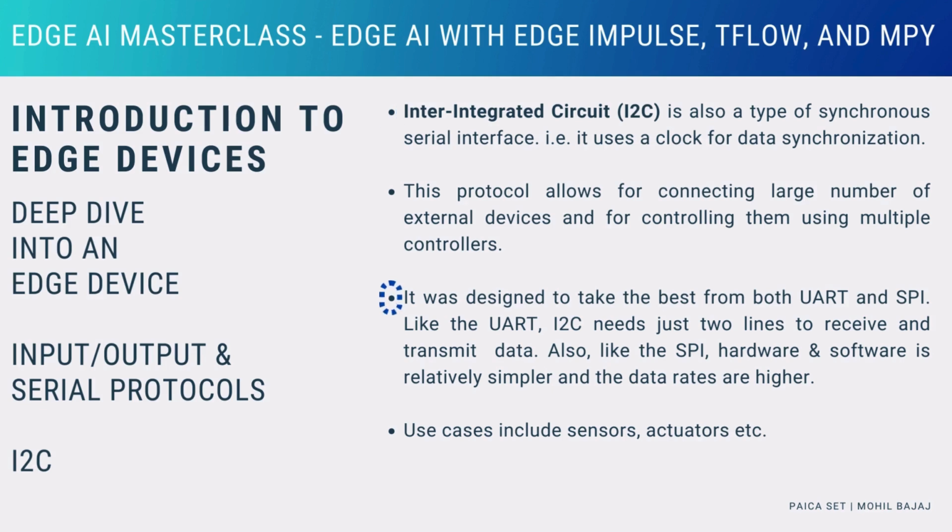I2C was designed to take the best from both the UART and the SPI protocols. Like the UART, I2C requires only two lines to send and receive data, making the hardware setup simpler and more cost-effective. Like the SPI, the I2C also has a simpler software setup along with a simpler hardware setup and high data transfer rates. While I2C offers great flexibility in its ability to connect to multiple devices over the same two wires, it can be slower compared to the SPI and slightly more complex in large networks as compared to the UART. Some popular applications of I2C are sensors and actuators.